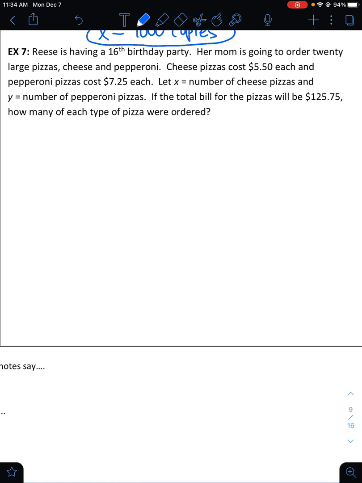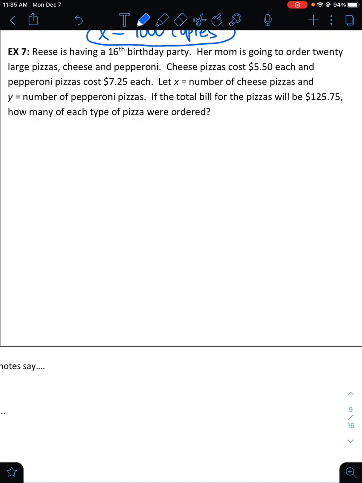Reese is having a 16th birthday party. Her mom is going to order 20 large pizzas, cheese and pepperoni. Cheese pizzas cost $5.50 each, and pepperoni pizzas cost $7.25 each. Let X be the number of cheese pizzas, and Y will be the number of pepperoni pizzas. If the total bill will be $125.75, how many of each type of pizza were ordered?